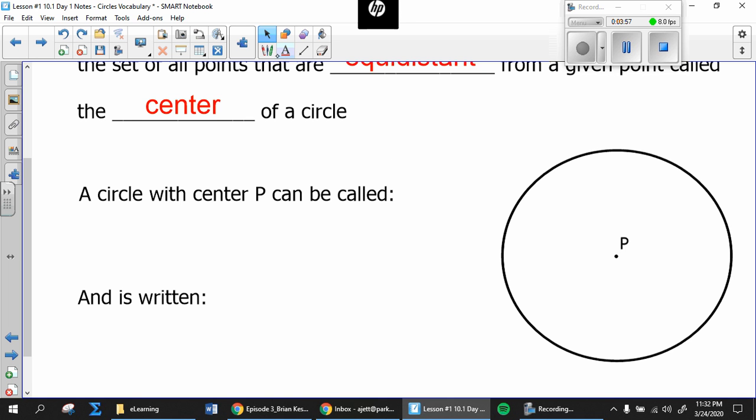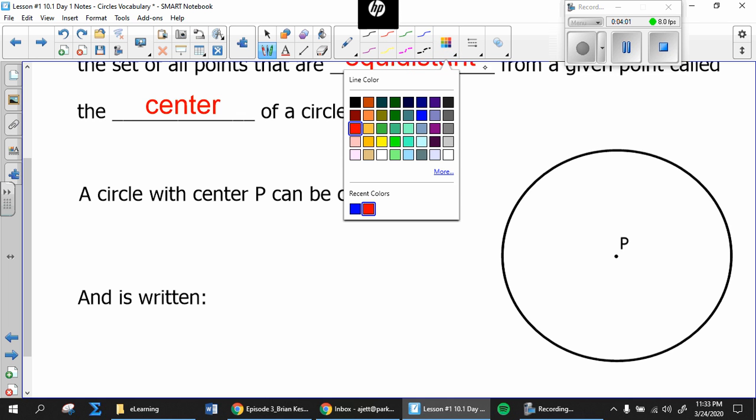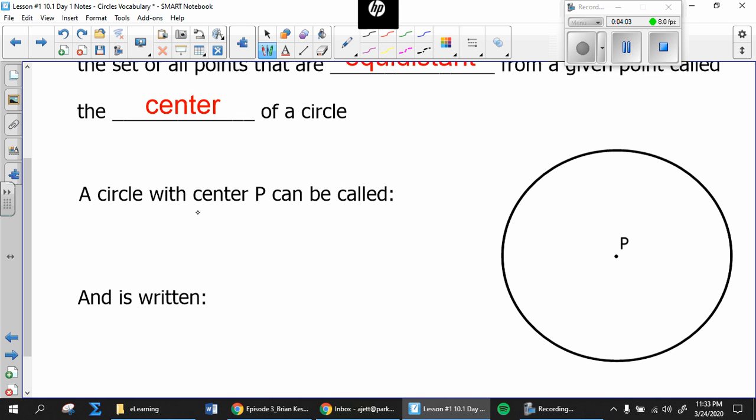The way that we name a circle is always by its center point. If I look at this picture here, we call that circle P because the center is P. The way we write that is we just draw a circle with a center. Sometimes you'll see it with the dot there, sometimes you won't. That represents circle P. P is our center, and that's our circle.